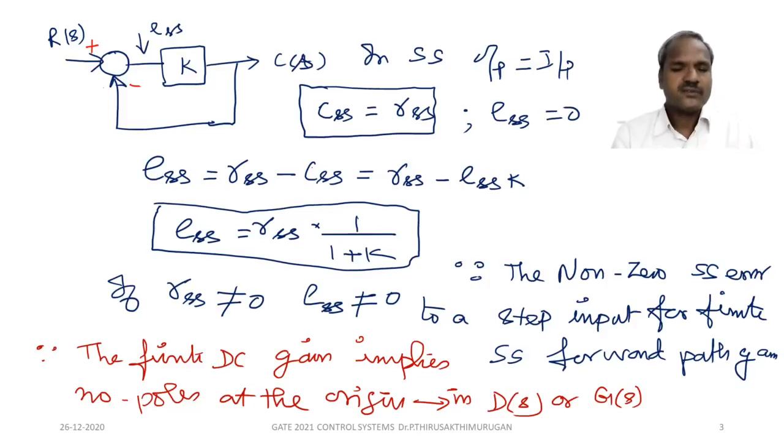The non-zero steady state error is for a step input with a finite steady state forward path gain. So that means if RSS is not equal to 0, then ESS is not equal to 0. It implies the finite DC gain, and the finite DC gain implies no poles at the origin. Understand? No poles at the origin. Clear?